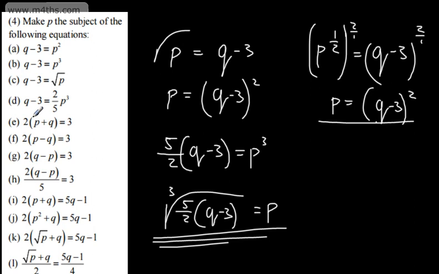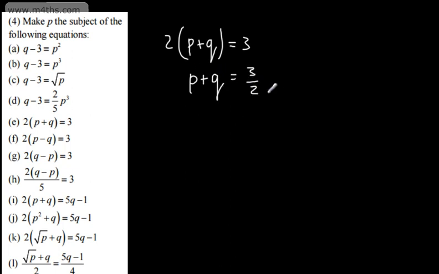Okay, let's do this one right here. So this time we've got 2 lots of p plus q is equal to 3. I could expand out, or I could simply divide both sides of the equation by 2. Dividing both sides of the equation by 2, I've got p plus q is 3 over 2. It doesn't matter that this is not a whole number. I've just simply divided both sides by 2.